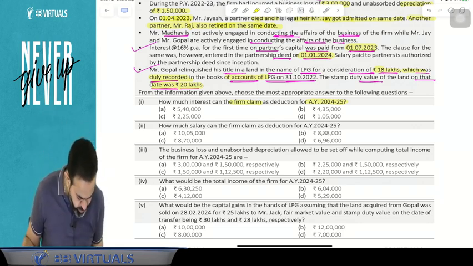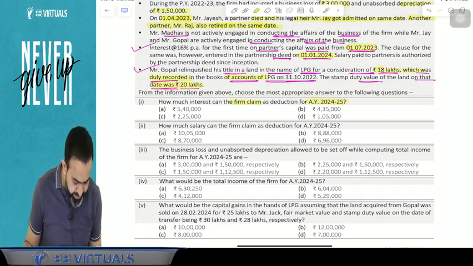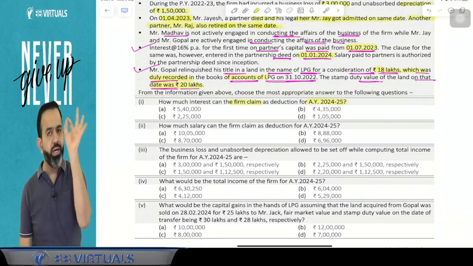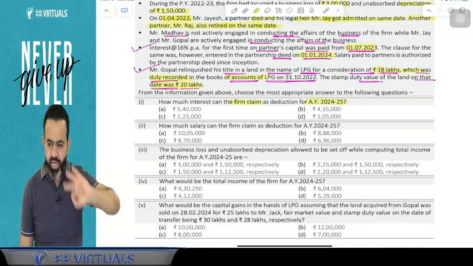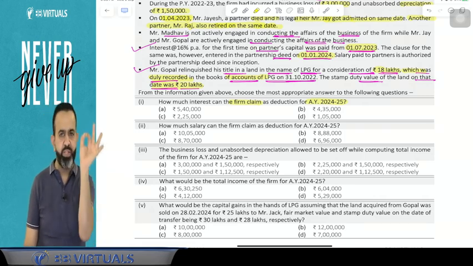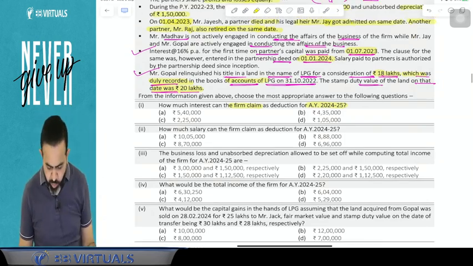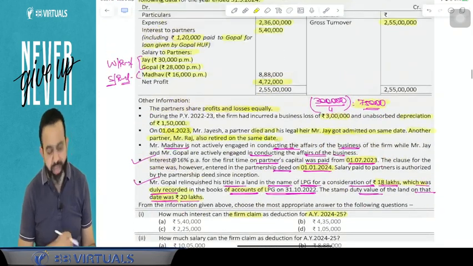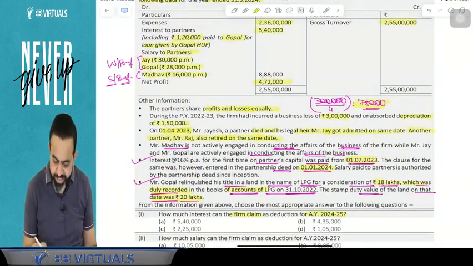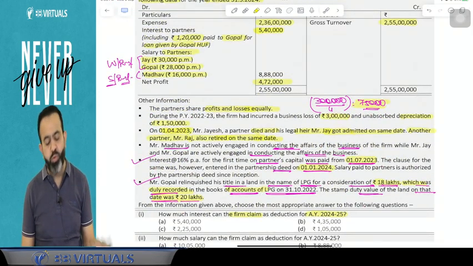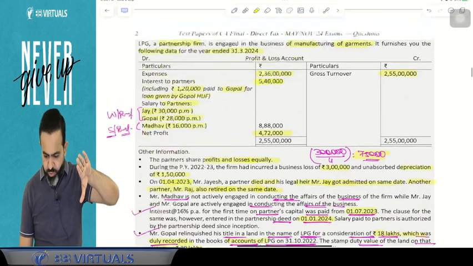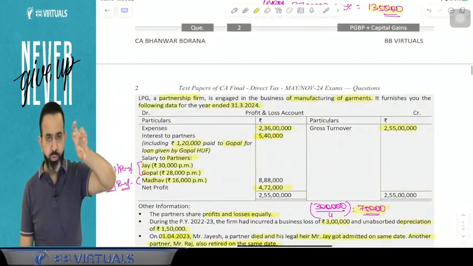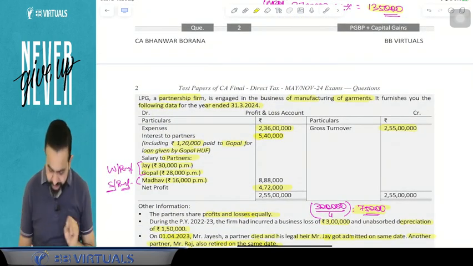So here the first question they are asking is: okay sir, what amount of interest can be allowed in the current year? That is the first simple question. What amount of interest can the firm claim as deduction in the current year? Here interest is given as 5,40,000. So here I am going to show you some working related to interest.